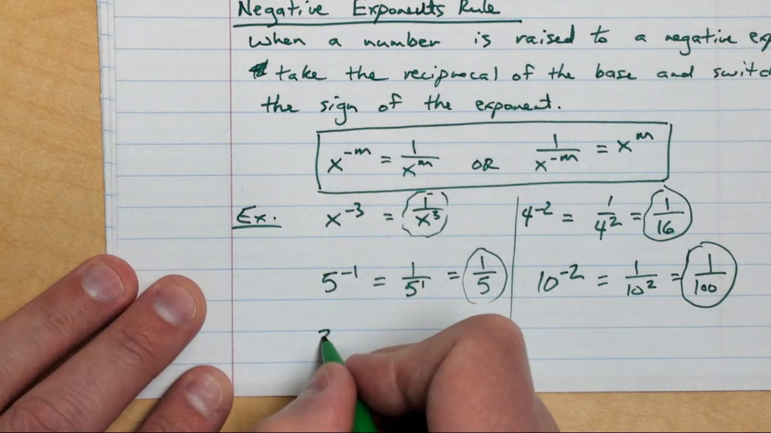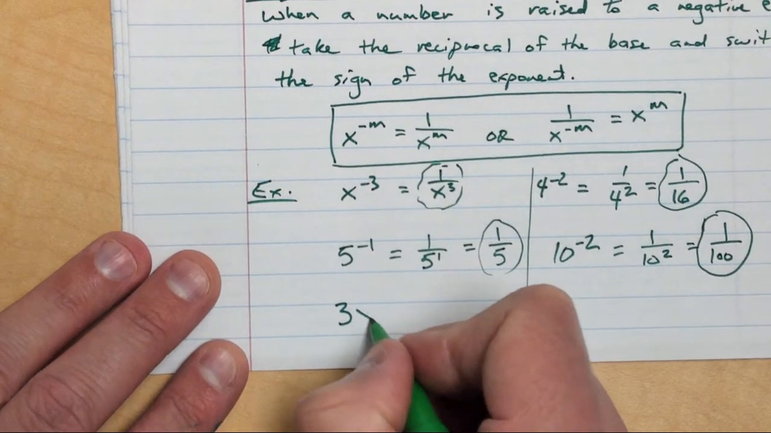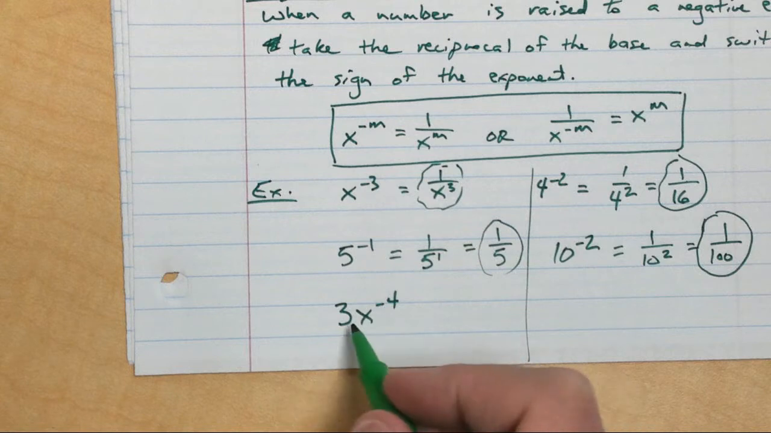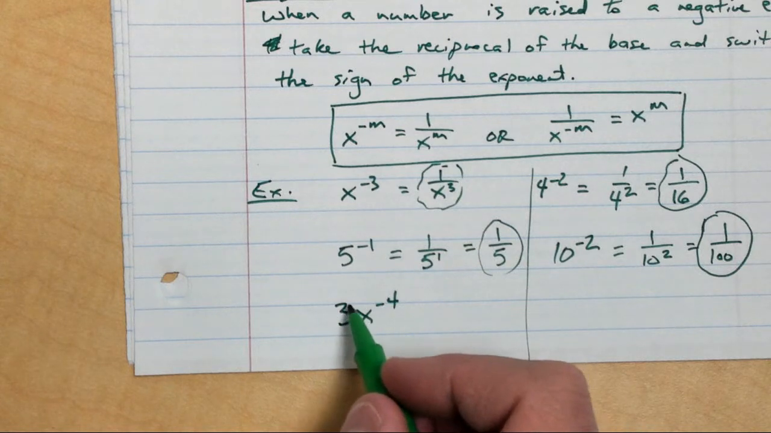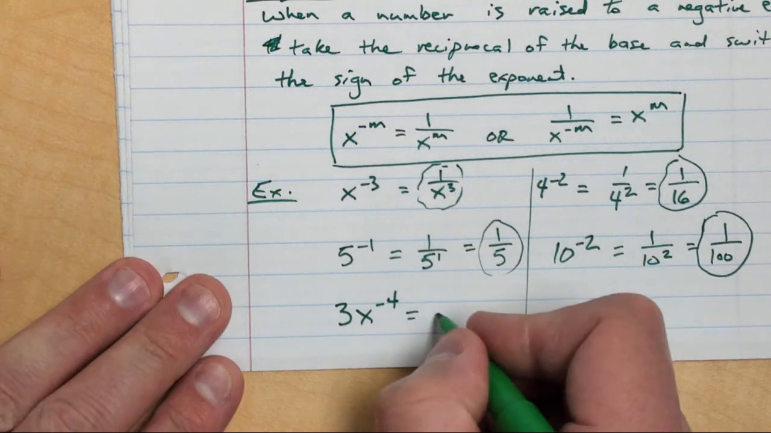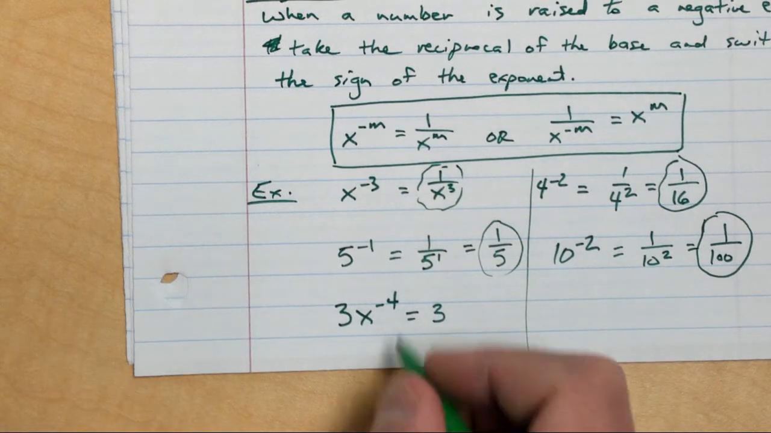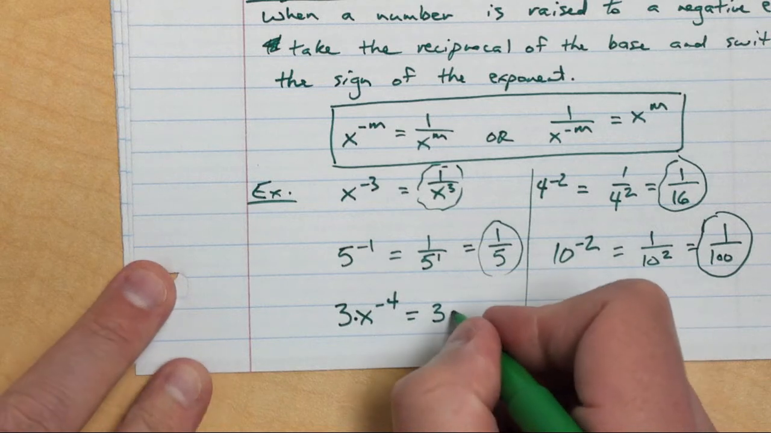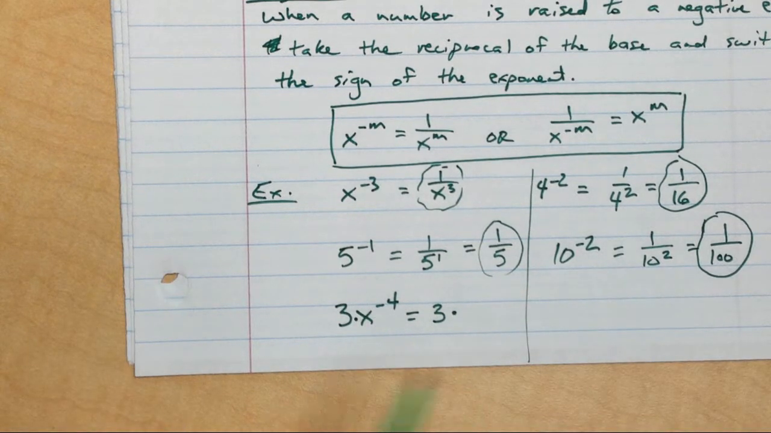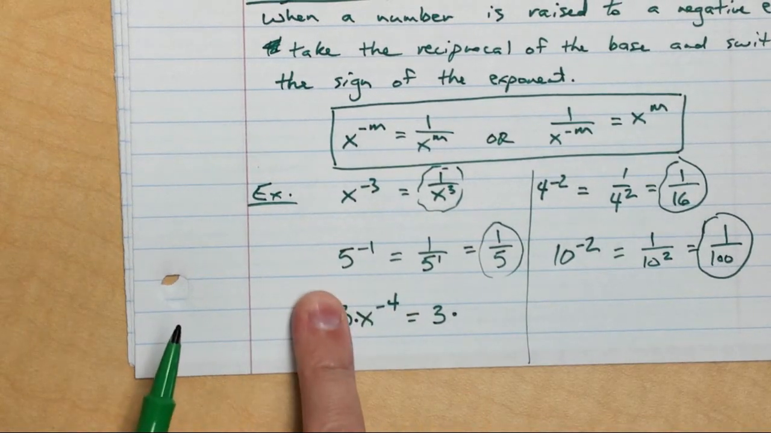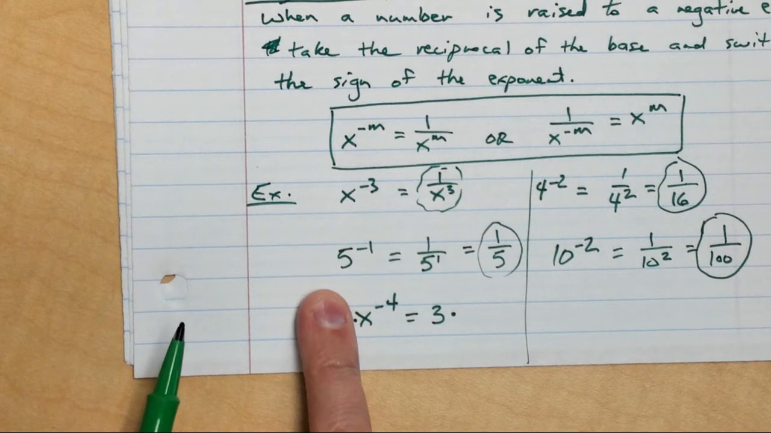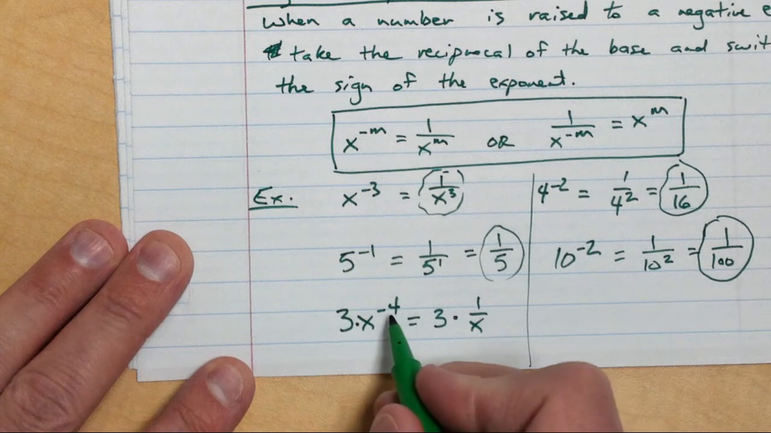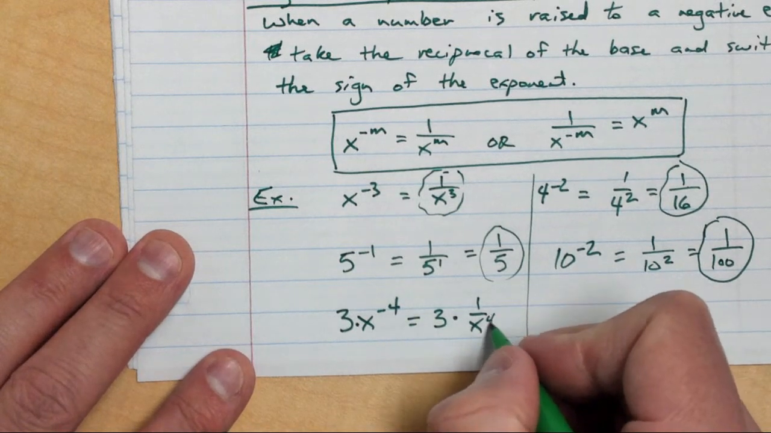So we would have, let's say, 3 times x to the negative 4. What does that simplify down to? Well, this is a coefficient. There's no exponent attached to this, so that 3 is going to stay a 3. And then I'm going to separate these as the coefficient and then the x to the negative 4. Well, what's the reciprocal of x? That's 1 over x. We switch this from a negative 4 to a positive 4.